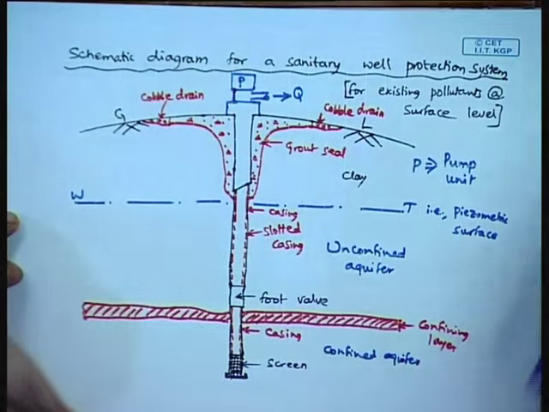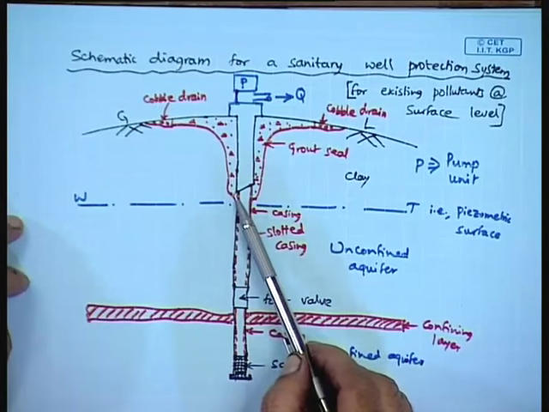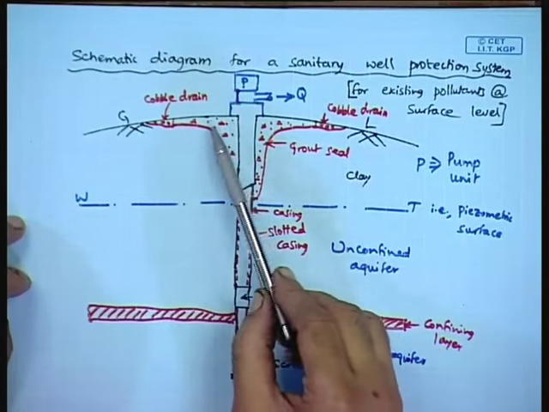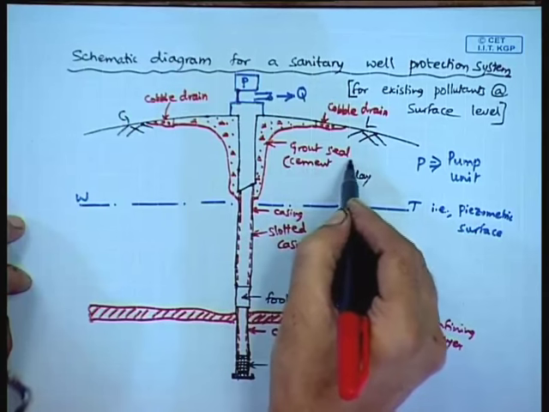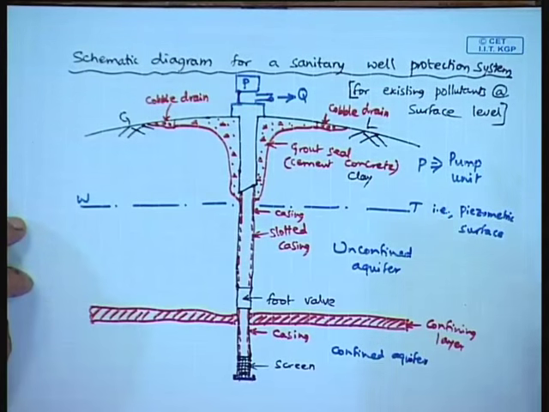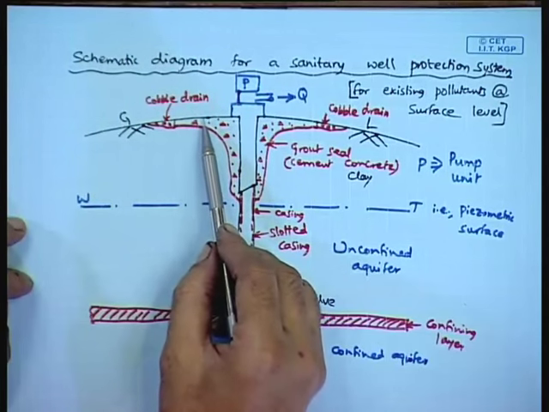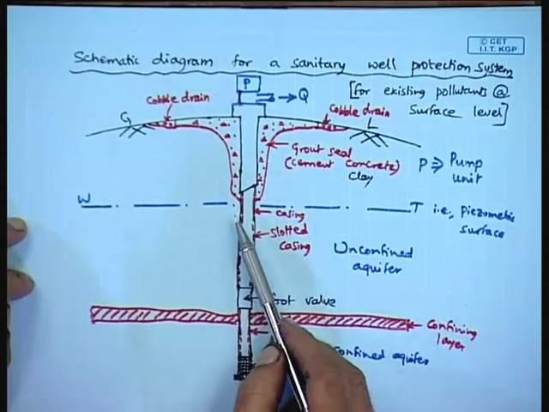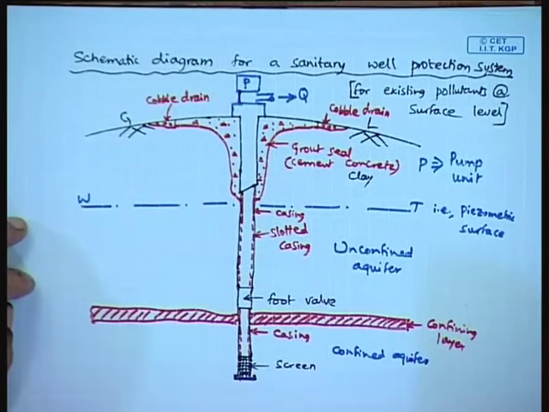So the grout seal almost extends up to the normal water table level, as well as the cobble drain, which is in and around the grout seal, which is a cement concrete grout seal. This will prevent, as well as the modification in the ground slope, the polluted water from seeping or infiltrating into the well, thereby causing the deterioration of the groundwater quality.